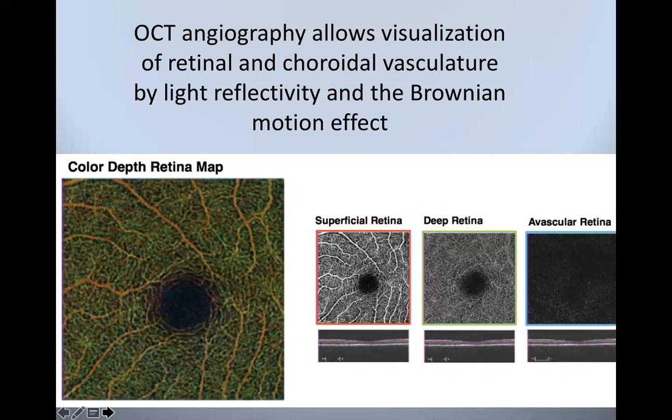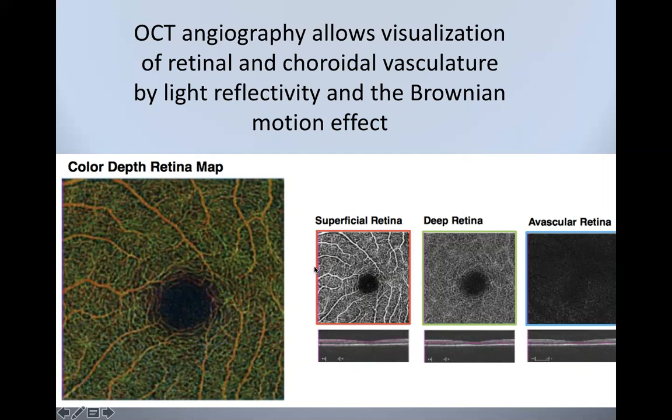So we're going to get more into the diagnostic tools or interpretation tools. But on the left-hand side is a color depth retina map. And on the right, you'll see this is a slab, if you will. I'm not sure if you can make out the pink or purple segmentation lines down here, but it's at the very top part of the retina. Then under that is what we call deep retinal plexus. And then above the RPE is the avascular retina.